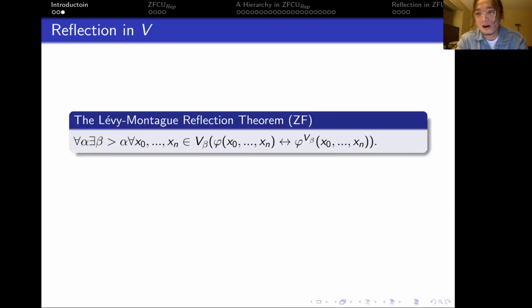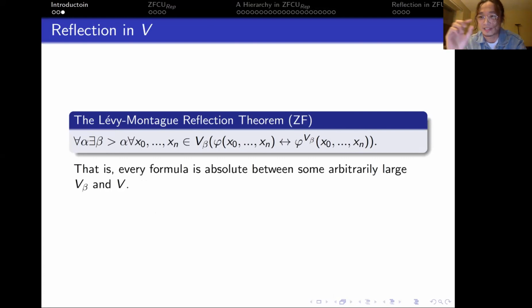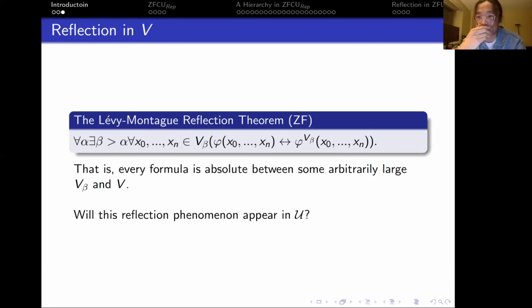So let's recall the Levy-Montague reflection theorem in ZF. It basically says that for every formula phi, you can find an arbitrarily large V beta such that phi is absolute between V beta and V. Well, we can ask, will this reflection phenomenon also appear in U, the set theoretic universe, which includes everything?